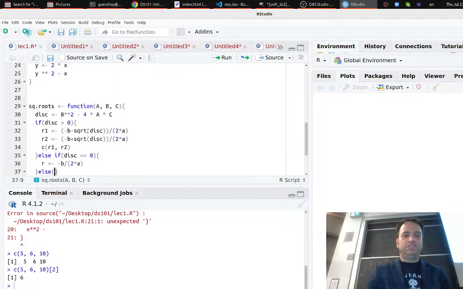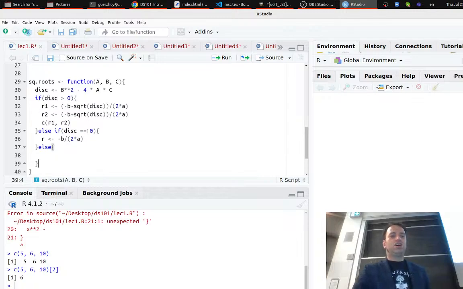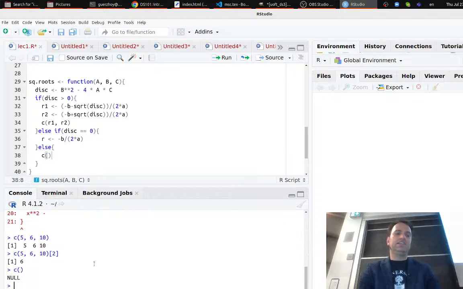And else, there are no roots, so I'll just say C like this. So C like this would be, here it displays as null, so this would be the empty vector. It doesn't have anything. Okay.